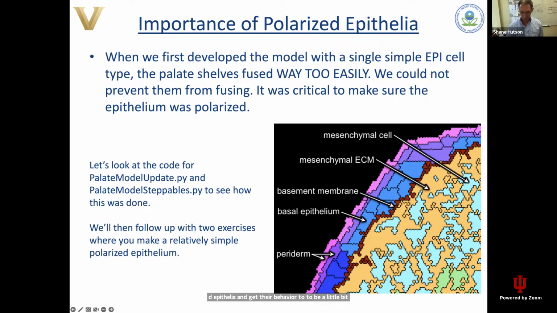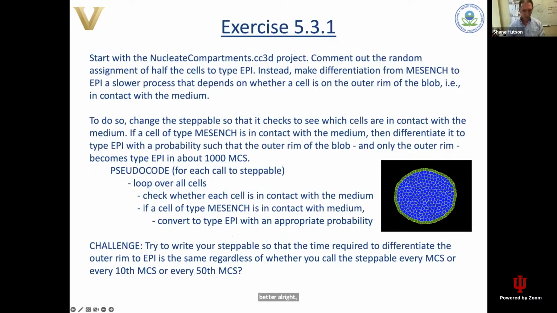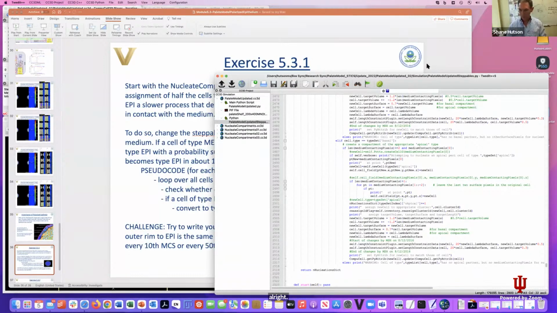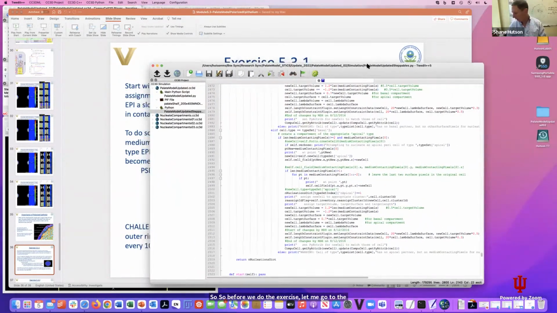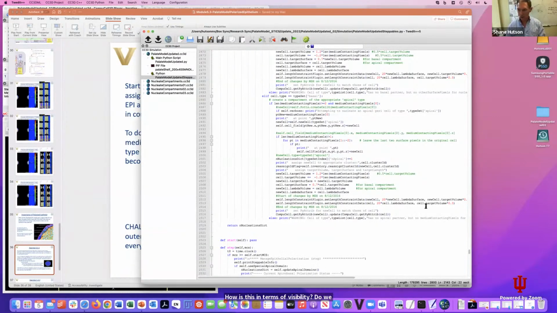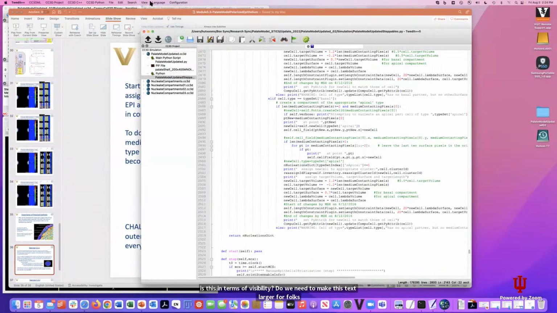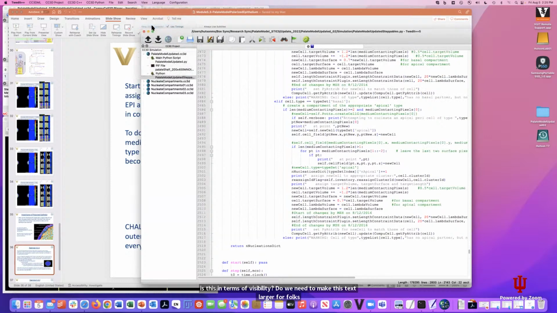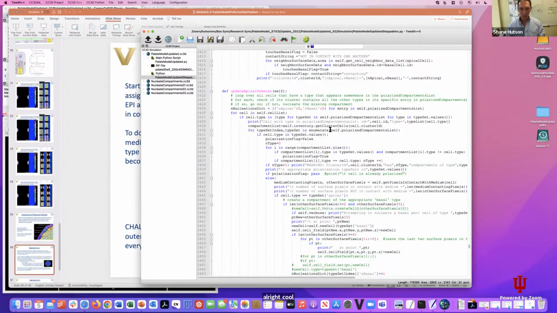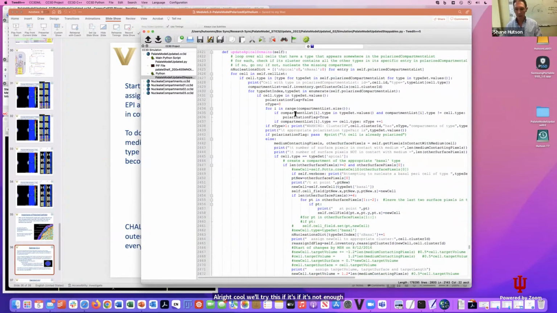All right, so before we do the exercise, let me go to the code. How is this in terms of visibility? Do we need to make this text larger for folks? Yeah, I would say so. All right, we'll try this. If it's not enough, let me know, and we will work on that.